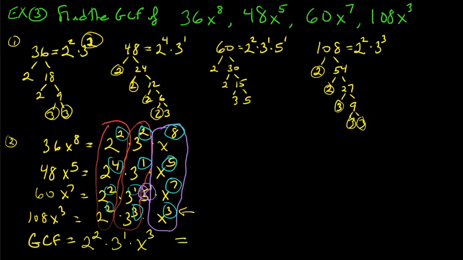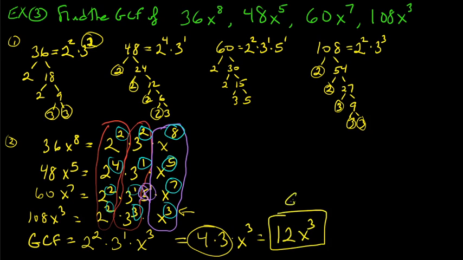So there we go. The GCF is going to be 2 squared, which is 4, times 3, times x to the 3. And 4 times 3 is 12. So 12x to the 3. And that is our GCF.